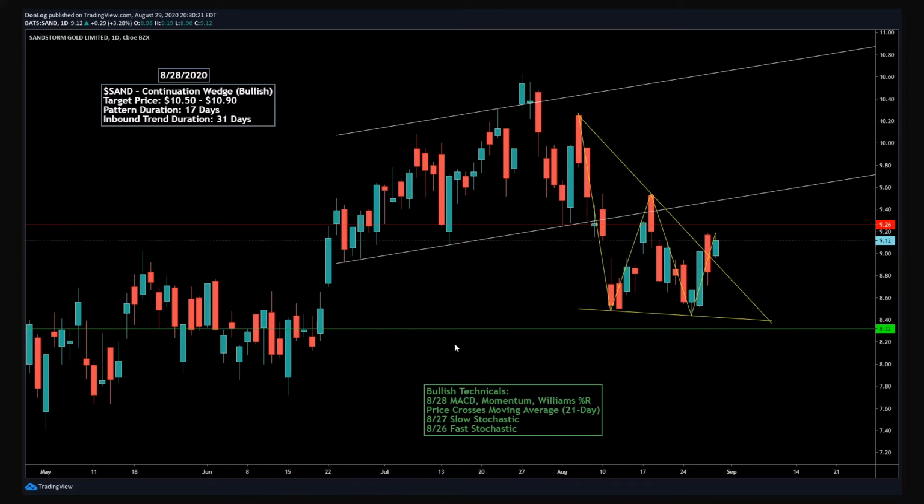Support is your entry. You're buying on support. You're selling at resistance. If you follow those rules, you will make money. And so that's where the rules come from, and that's how you use the chart.